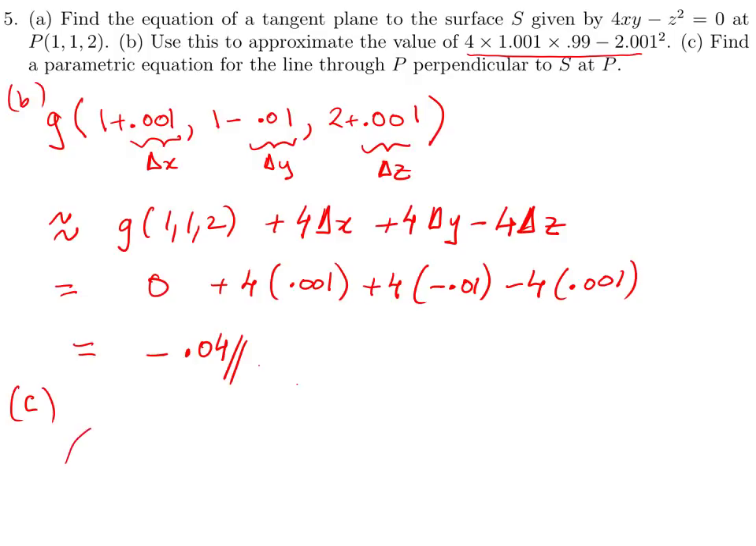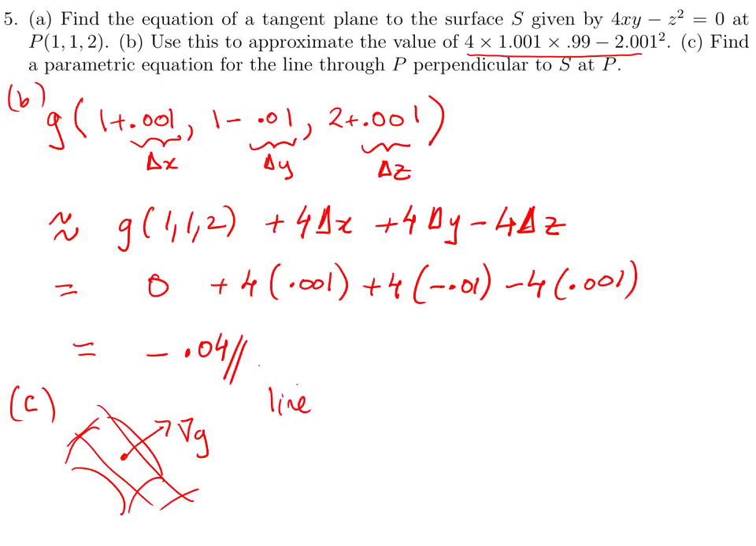And again, what's the picture? There's some surface, there's point P. We just calculated the tangent plane at this point. It had a normal vector, which was given by the gradient. So if we want the line perpendicular to S, that's going to be parallel to the gradient. It's going to be parallel to the normal vector of the plane.